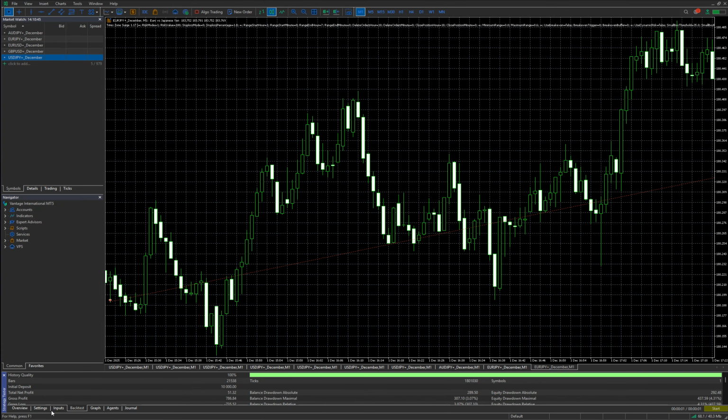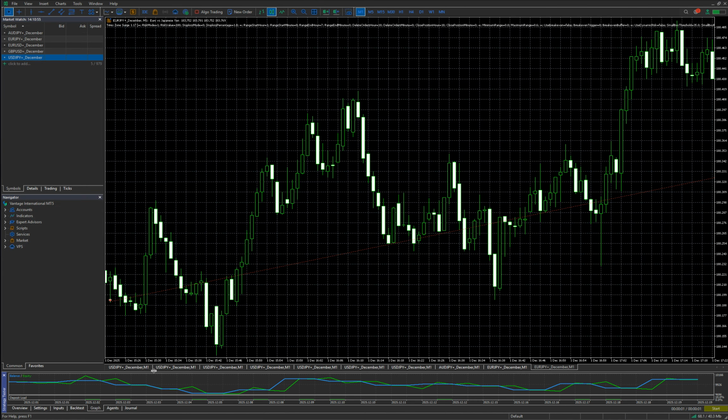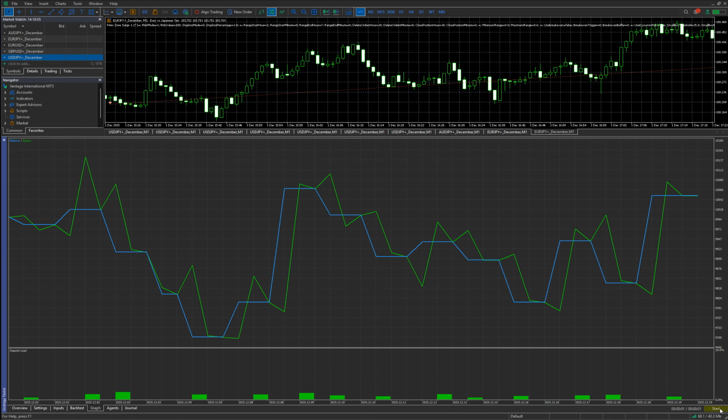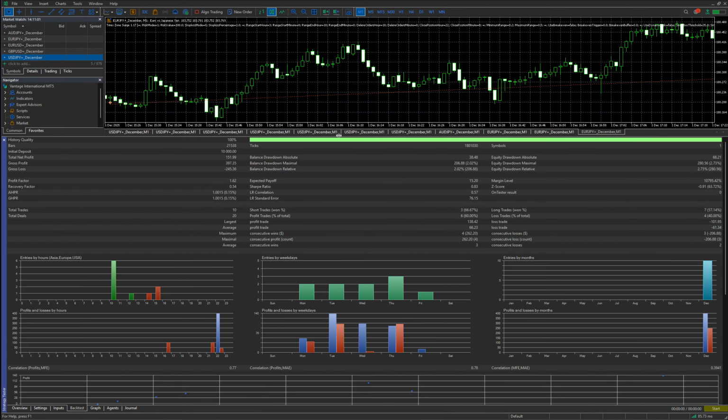And then we go to the last setup for Euro JPY. Where is it? Here we are. And let's start it. This one made around like 1%.